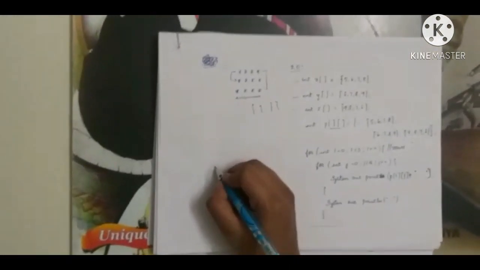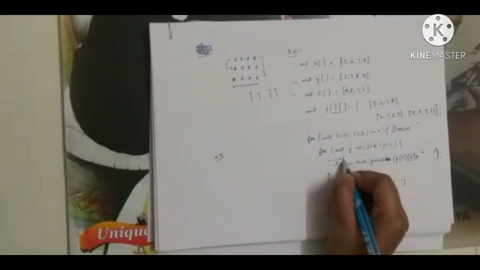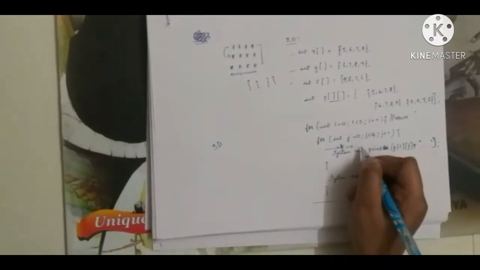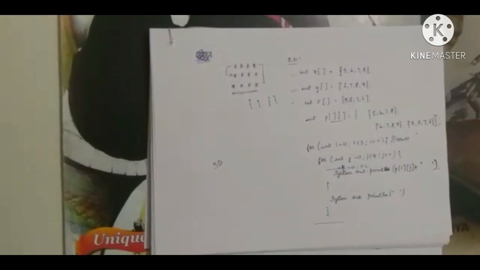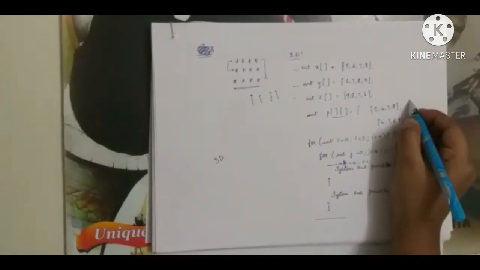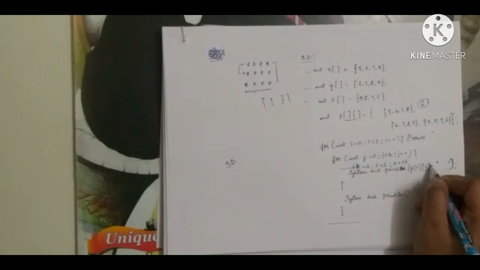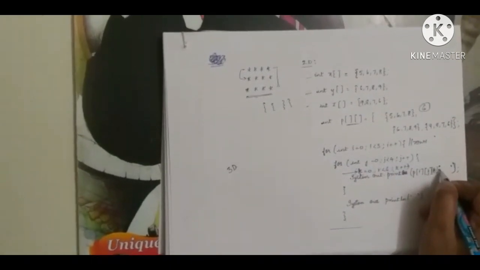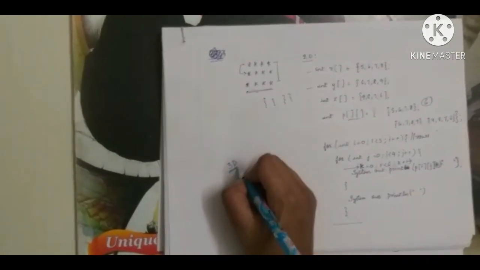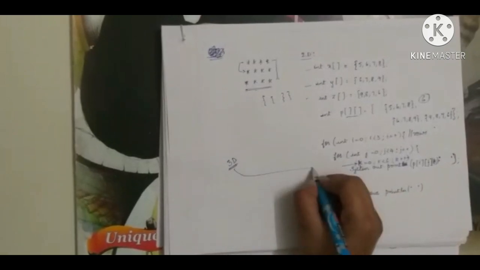In similar form for 3D array, we'll be including k here. k equal to 0, k less than the third dimension, let's take for example 6. We'll be taking k less than 6 and k plus plus. And here we'll be using k. The same way we'll be using it for 3D array.